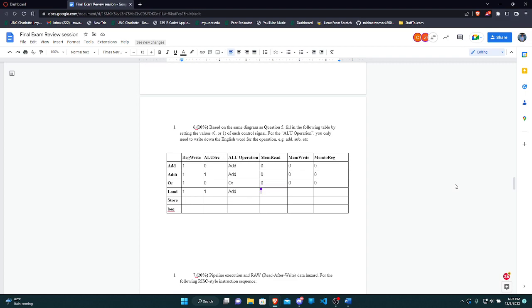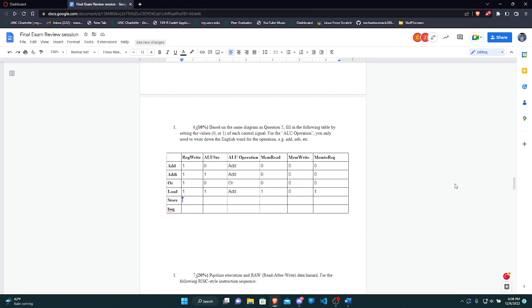And so load does not read from memory, but it does. Oh. Yes, it does. It does read from memory. It doesn't write to memory. That's what I was thinking. Okay, so it reads the memory and writes it to a register, but it does not write to memory.